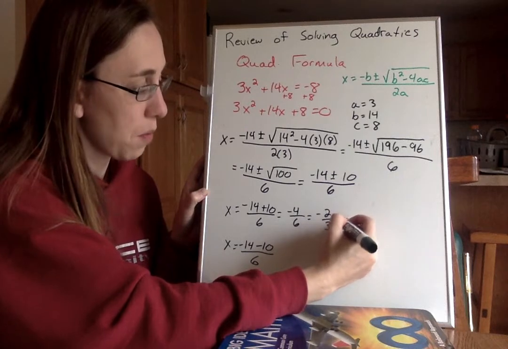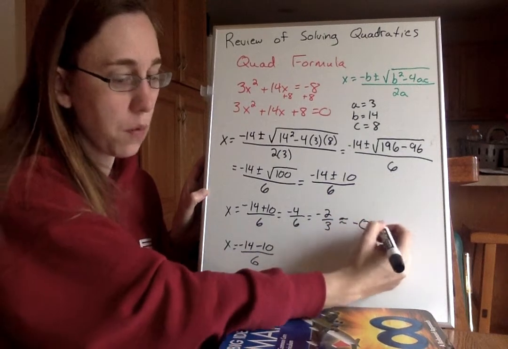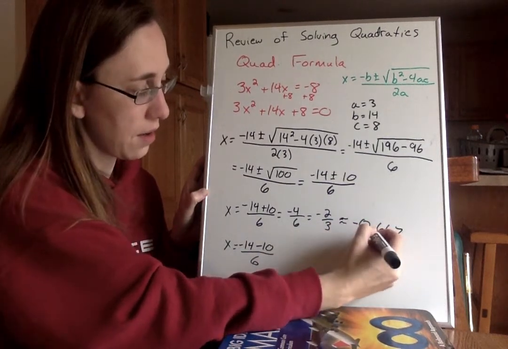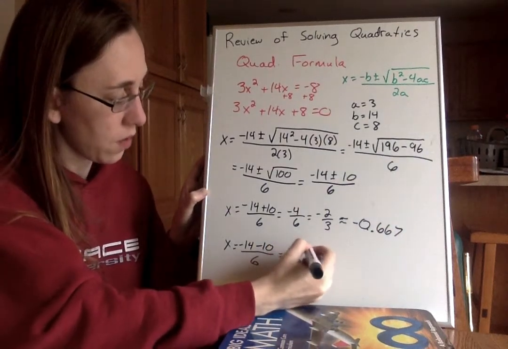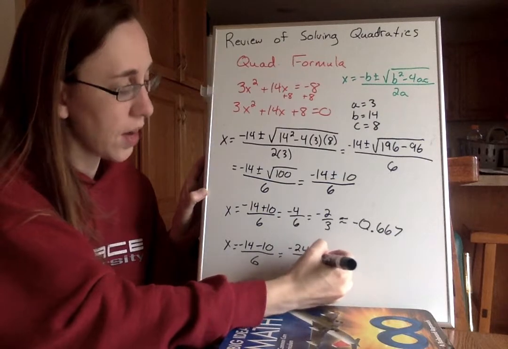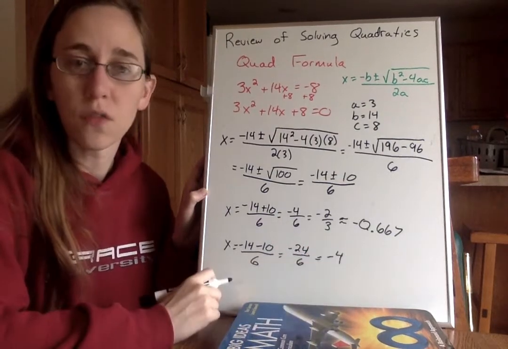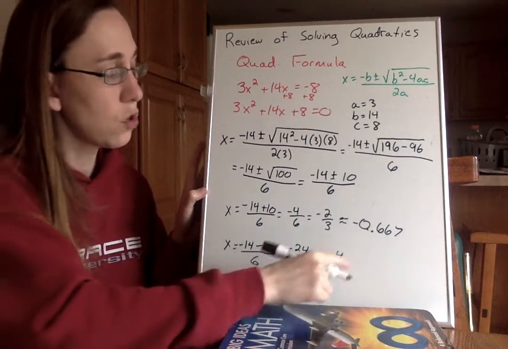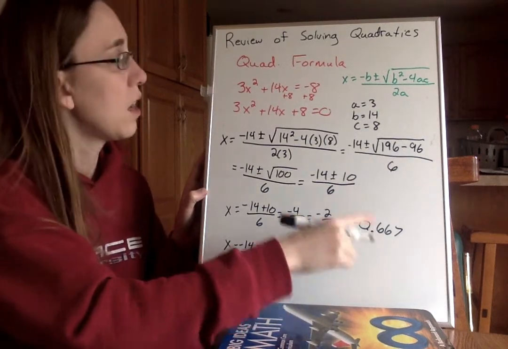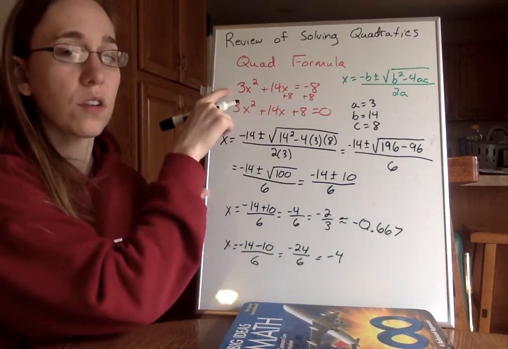So that is approximately negative 0.667. For the other one, we get negative 24 over 6, which works out nicely to negative 4. And remember, you've solved something, you know what x is, you can put those two answers into this original and see what you got.